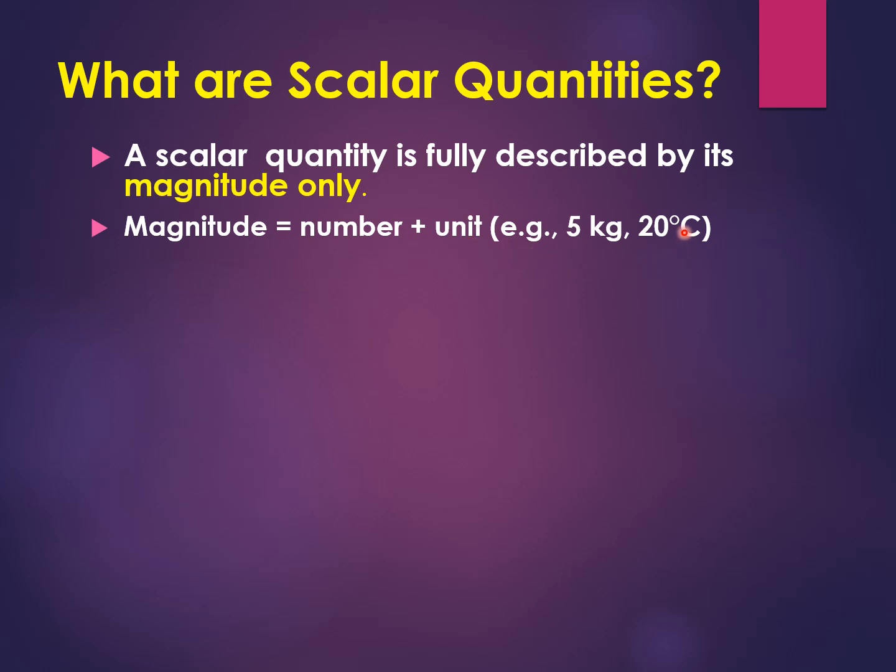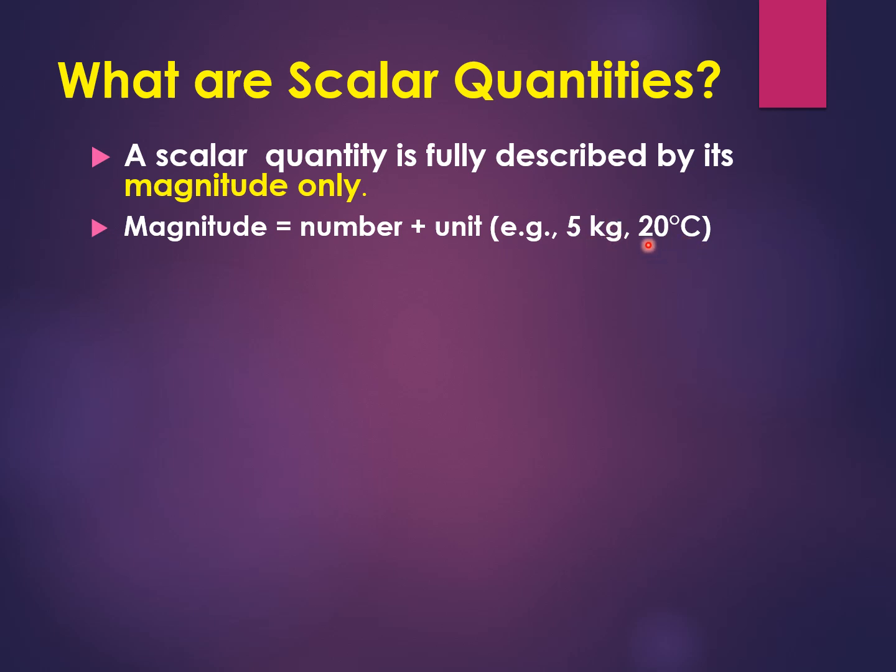Here I have given two examples in these brackets. One is 5 kilogram. It is the mass of our body. You know, kilogram is the unit of mass. 5 kilogram is the magnitude of mass. And in this magnitude, 5 is a number and kilogram is a unit. So, to indicate the mass of our body, we need a number and kilogram as a unit of mass.